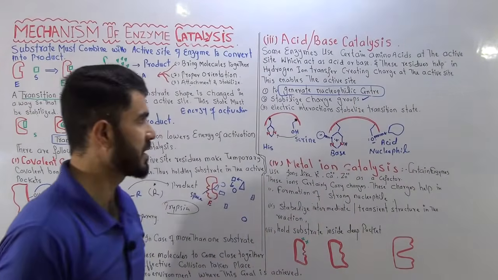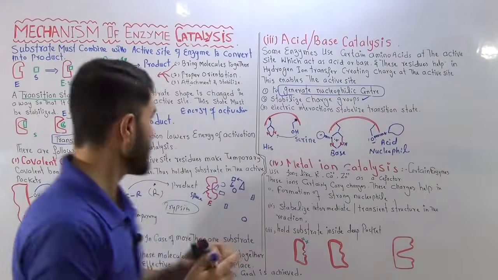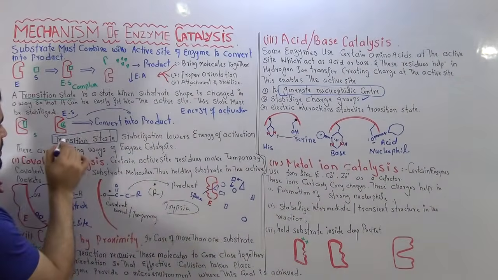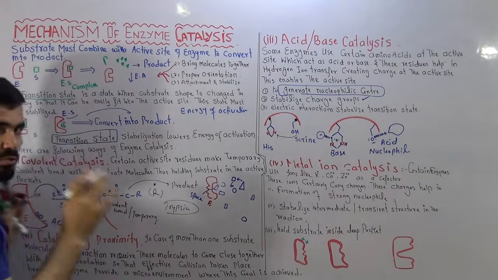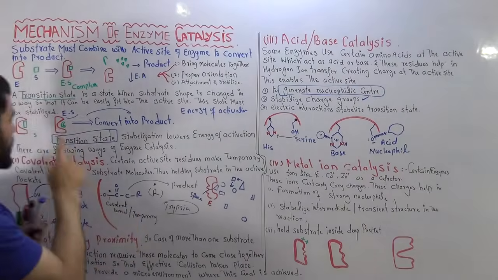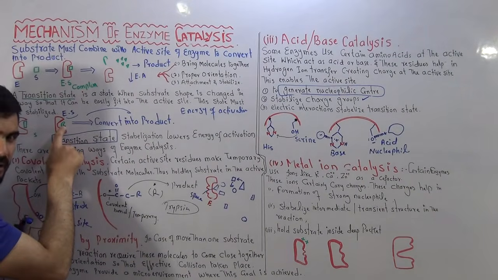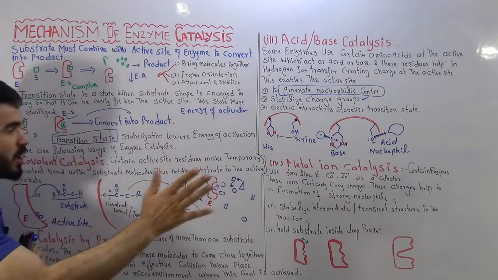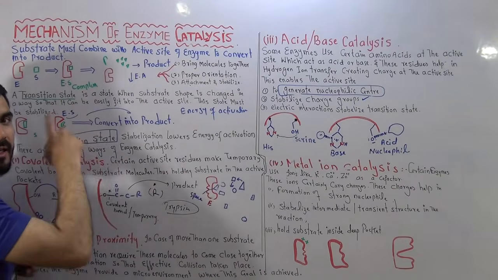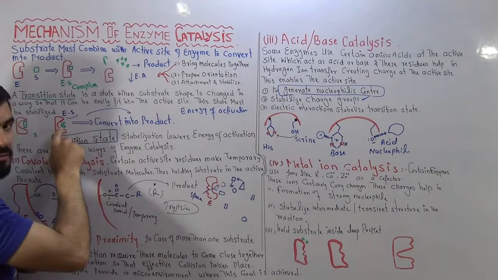Third one is electric interaction stabilized transition state. I have already mentioned that this is our transition state. If you want this transition state to be stabilized, you need to attach this substrate molecule with the active site for proper time. So this needs what? This needs electronegative charges. This needs positive negative charges.